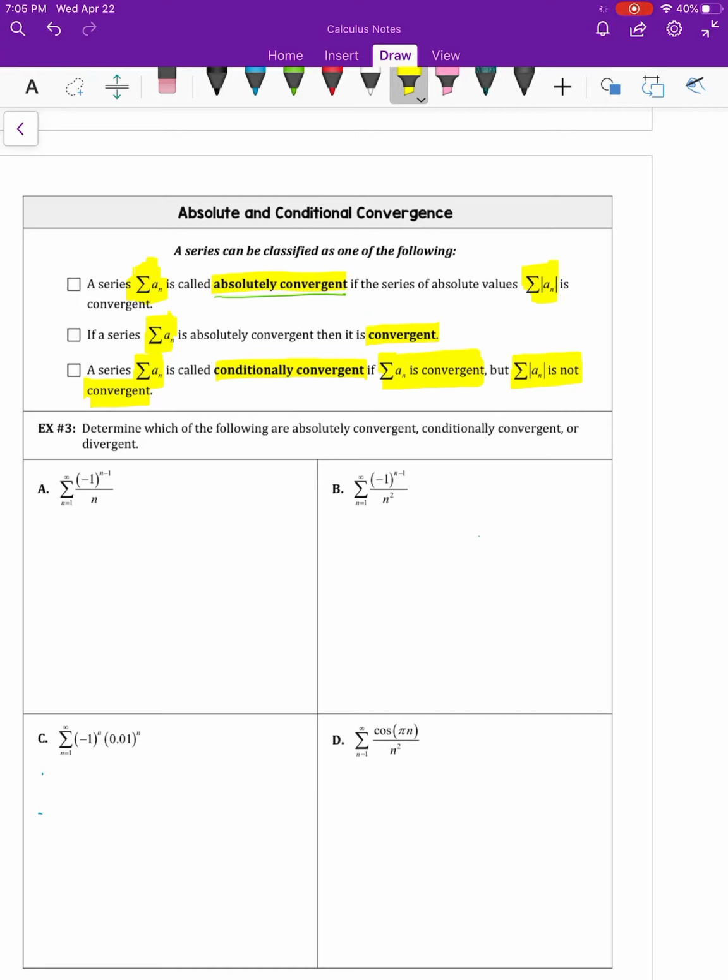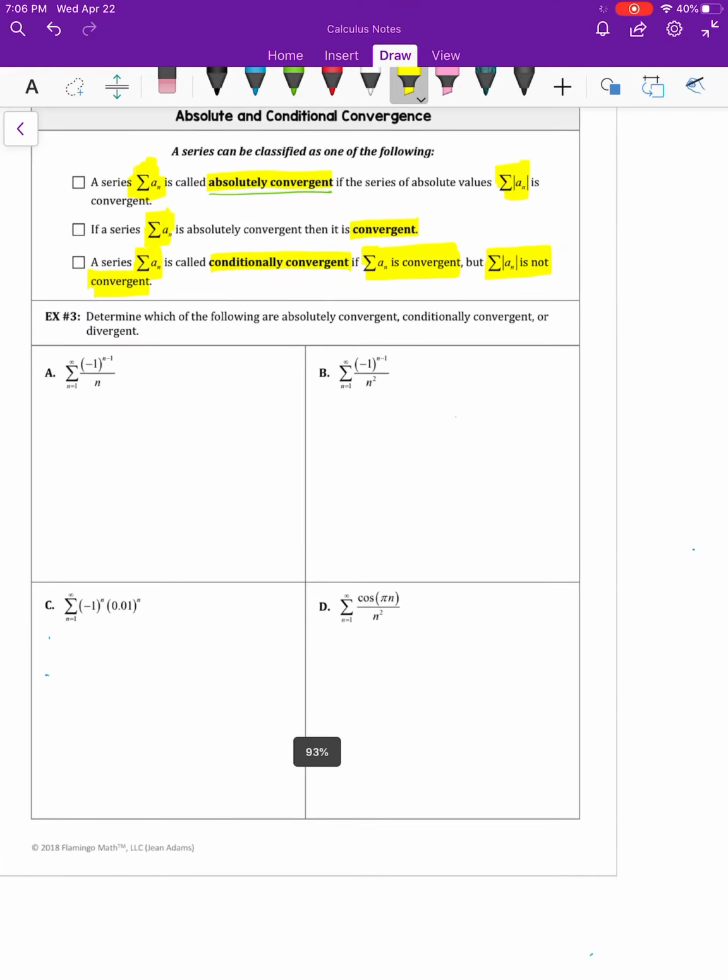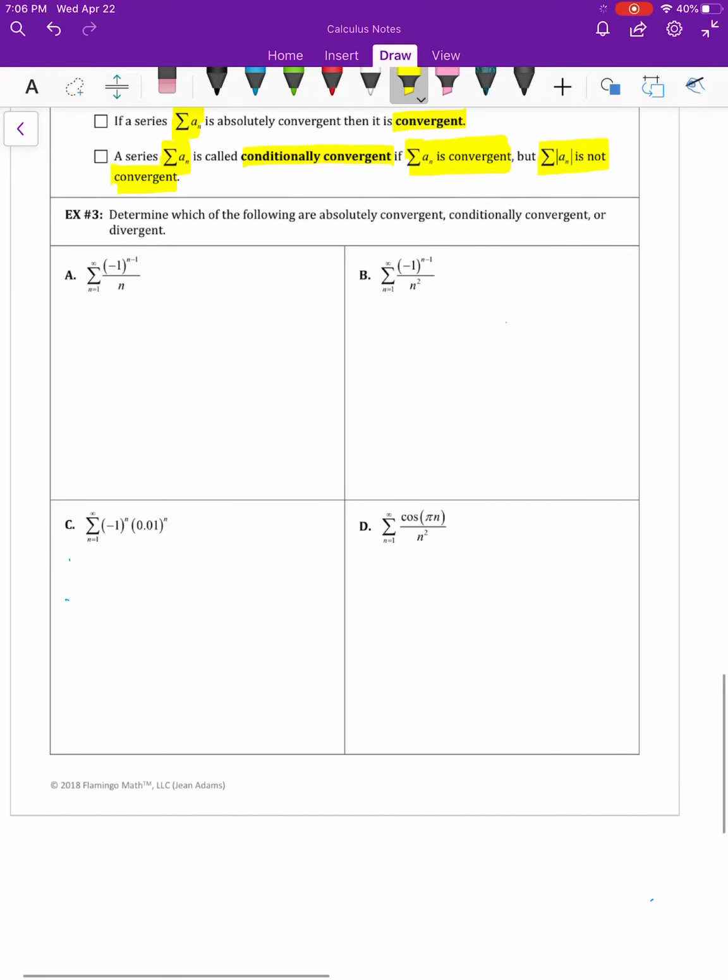A series where the summation A sub n is convergent, but the summation of the absolute value of A sub n is not convergent, that one is called conditionally convergent. So it's only convergent when summation A sub n is convergent, but if I took the absolute value of it, it would not be, then we call that conditional convergence. Okay? So now let's work a few of these problems.